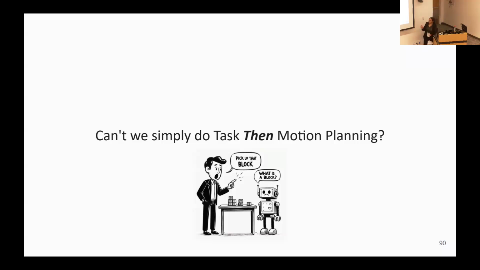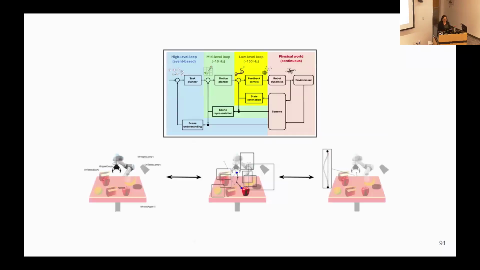So this is a depiction of one of these challenges. The person is telling the robot to pick up a block, but the robot has no notion of a block. So the first challenge that we will address is state estimation. How do we represent the environment in a way that allows this interaction between the layers? And again, we have these three different layers of abstraction that we want to combine.